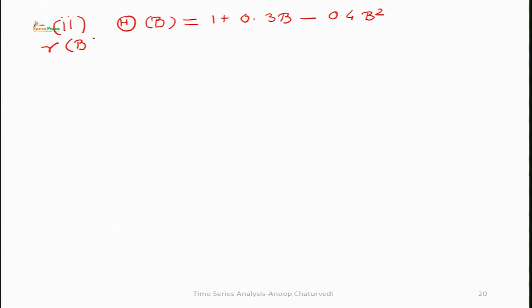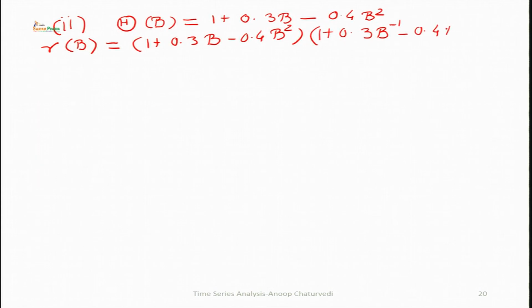Next, we consider the second example. For the second example, theta b is equal to 1 plus 0.3 b minus 0.4 b square. So, you can easily obtain the auto-covariance generating function gamma b equal to 1 plus 0.3 b minus 0.4 b square multiplied by 1 plus 0.3 b inverse minus 0.4 b minus 2.